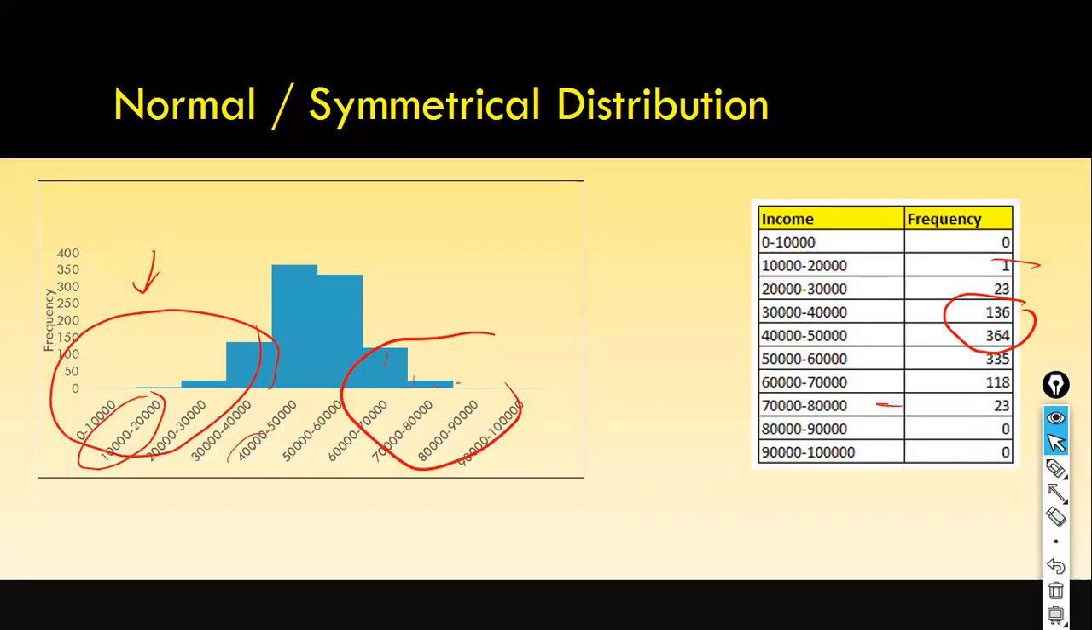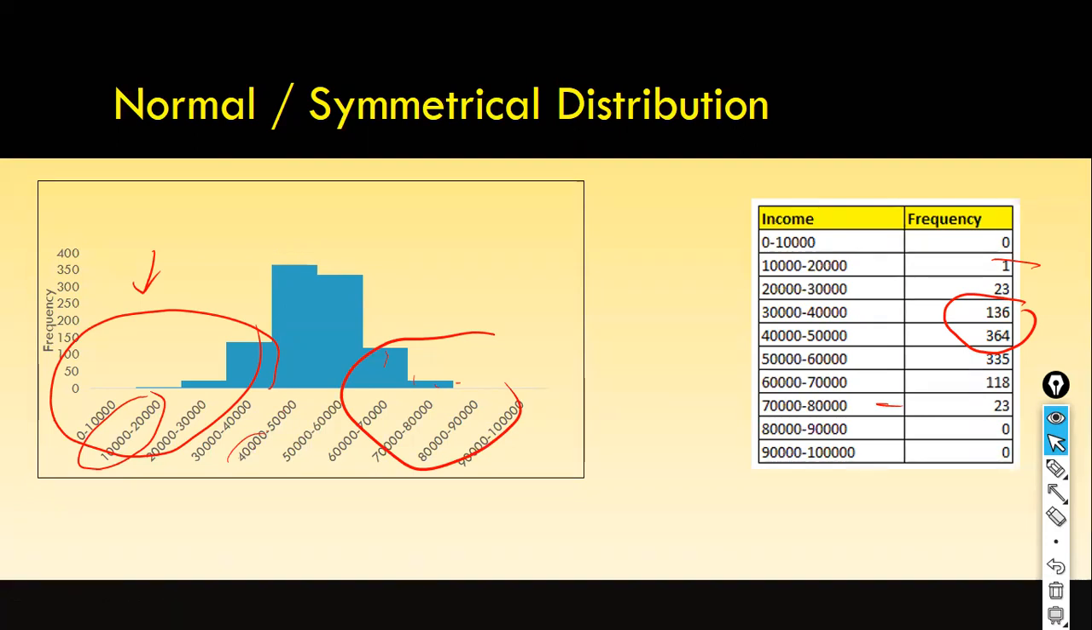Next, we are done with normal distribution. Yes, Sri, the peak of the histogram will show you the most common value in your data set. What is the most common value? 40,000 to 50,000.